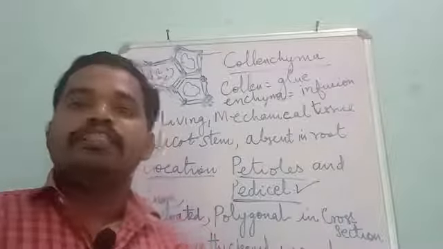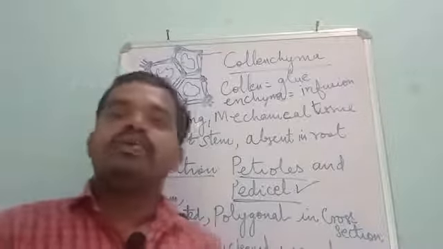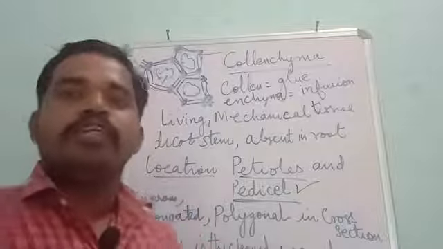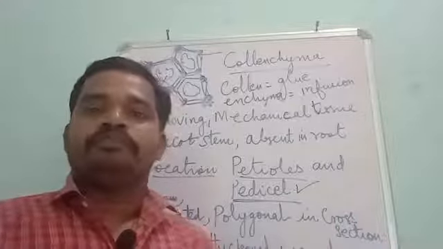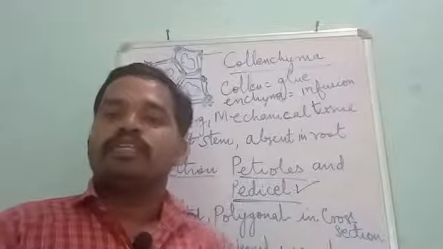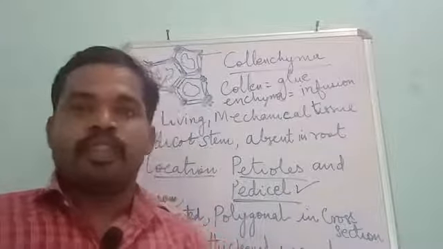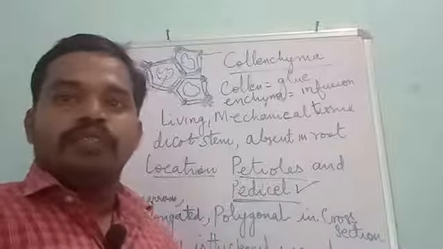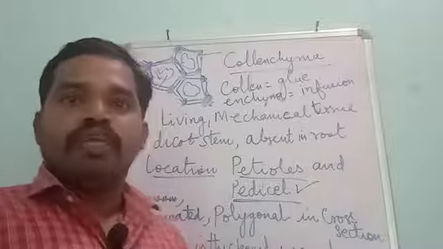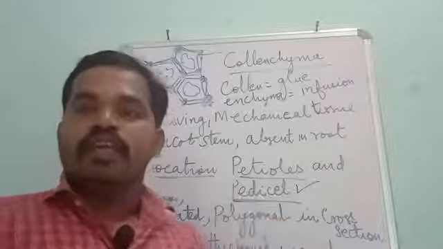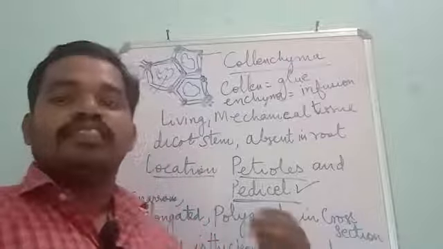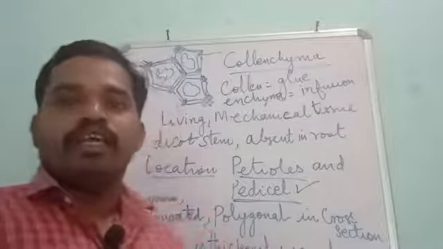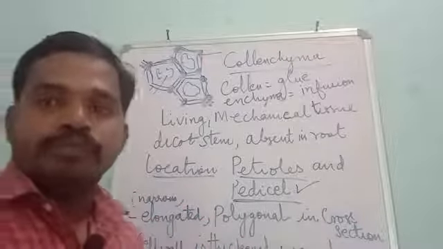Usually it is found under the epidermis of the dicot stem. It is absent in the root. The collenchyma tissue may be a homogeneous layer or patched layers found under the epidermis.